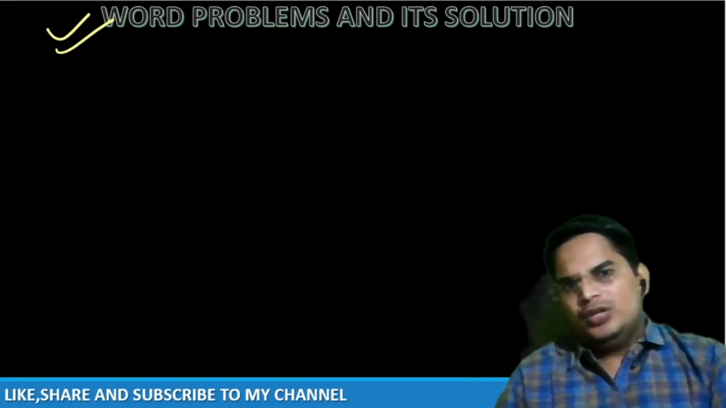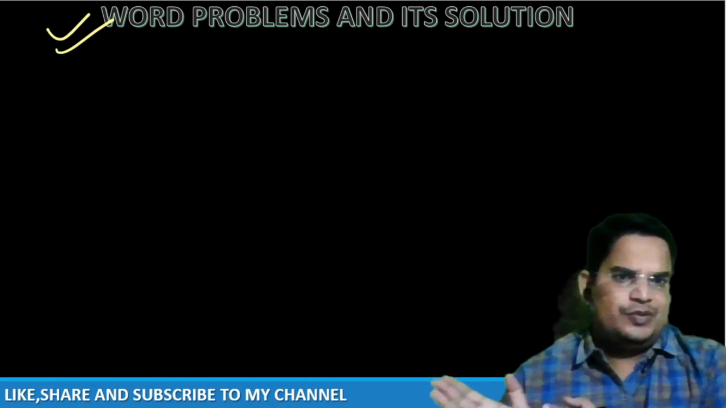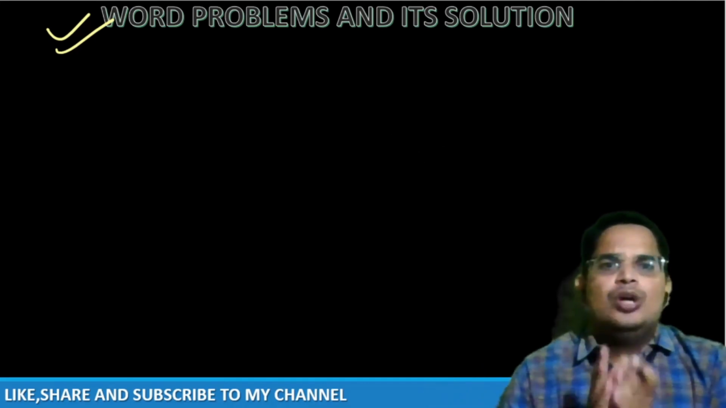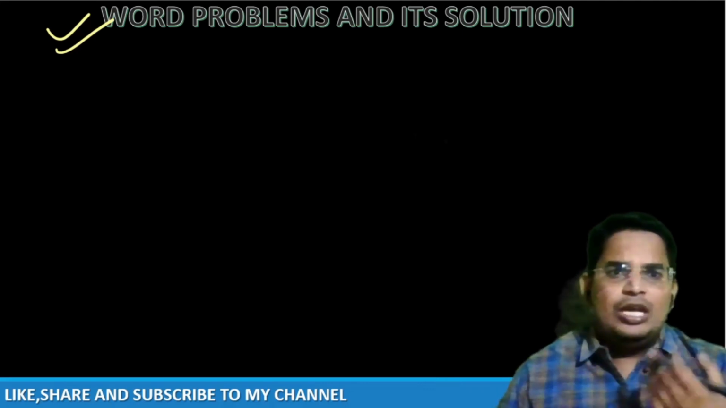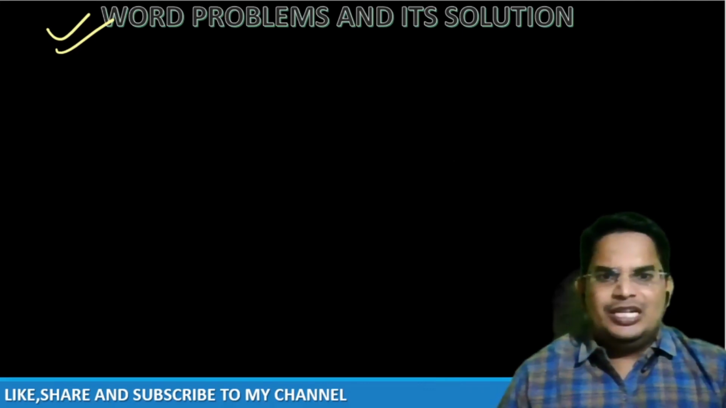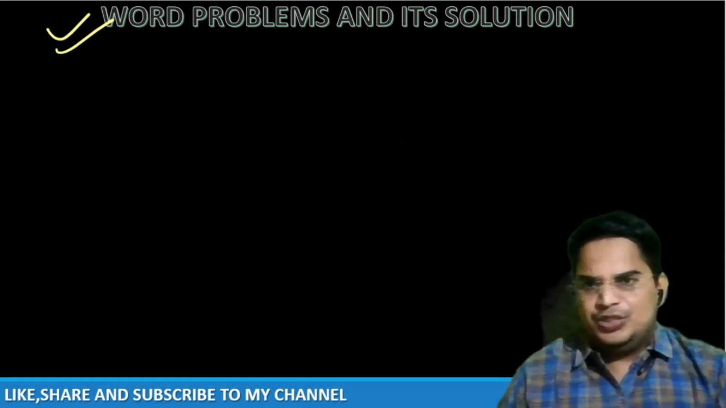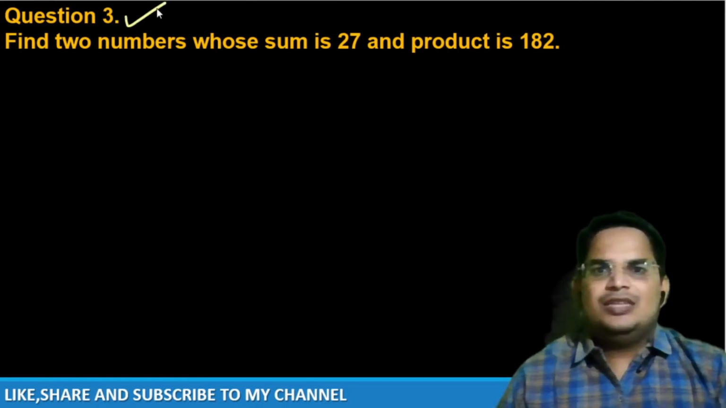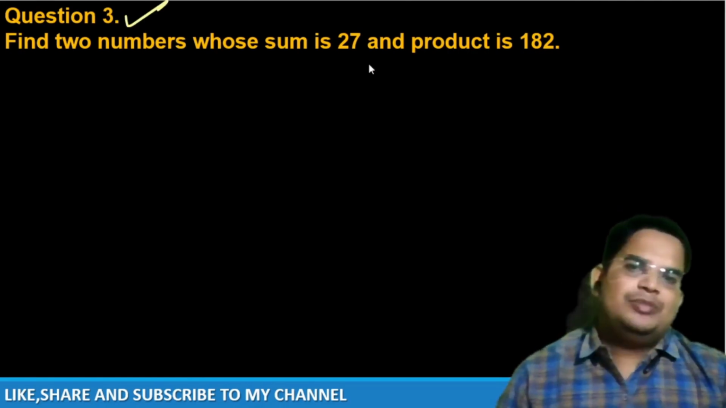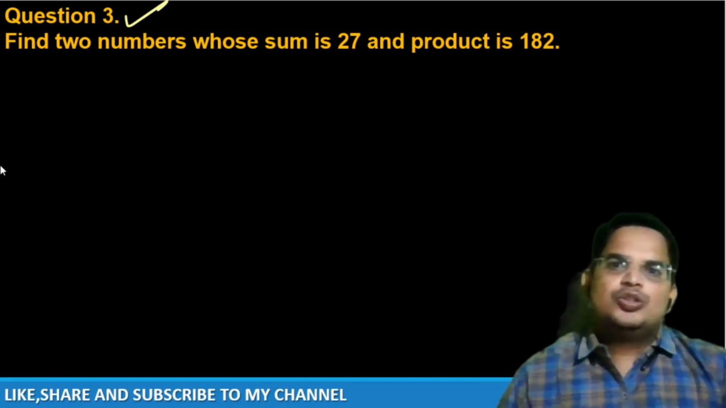Children, I had told you about the formation of the quadratic equation. Now I am going to tell you how to form the quadratic equation from a word problem. So I am going to share a question with you and then I will form it. Just a second, children. It will be visible on the screen. Okay, so look at this. This is a word problem. Find two numbers whose sum is 27 and product is 182.